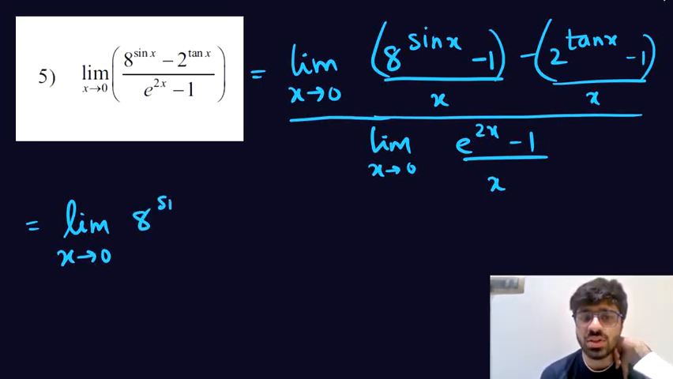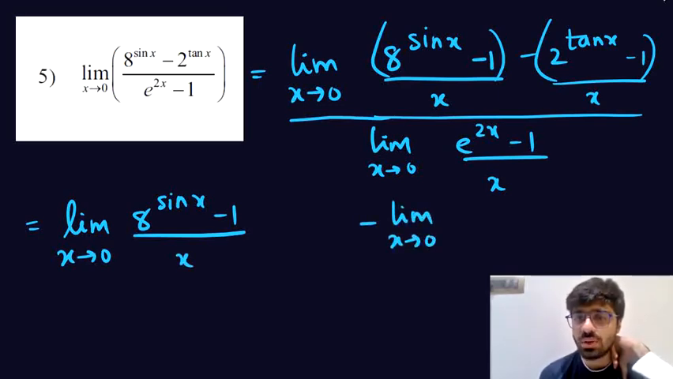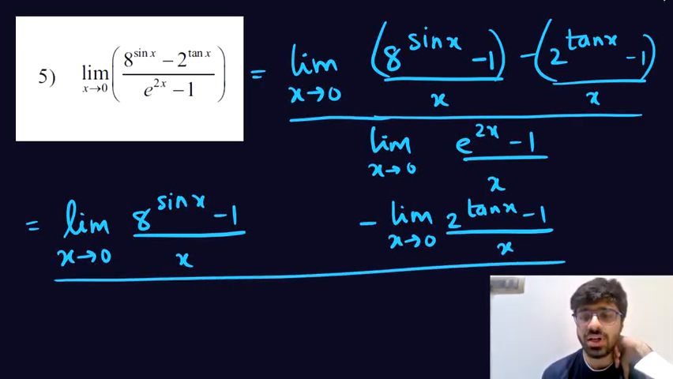So we have limit of x tends to 0, 8 power sin x minus 1 upon x, minus limit of x tends to 0, 2 power tan x minus 1 upon x, and in the denominator we have limit of x tends to 0, e power 2x minus 1 the whole upon x.